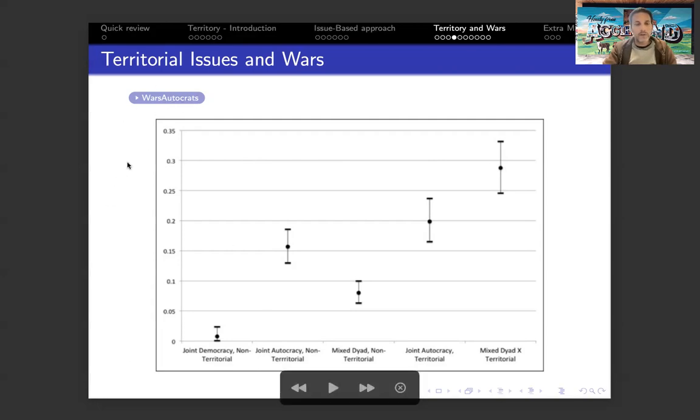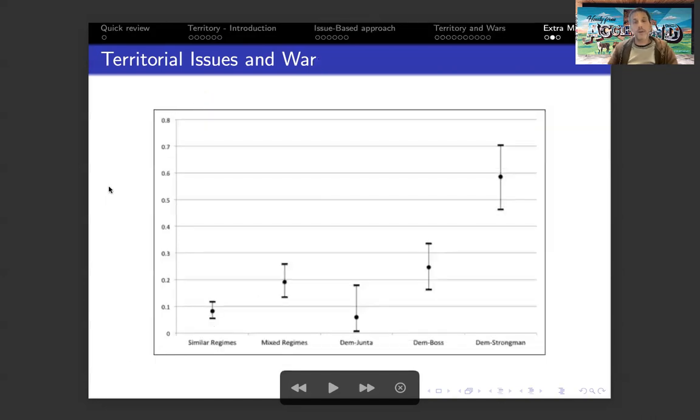Now, before we go into further breaking down this point, we can also look at the different types of autocratic regimes and when they face democracies in territorial disputes. We see here, especially comparing those three, the strongman, which is the personalist type dictator, facing a democracy over territorial issues, the probability of war is substantially higher than this boss type or the junta type, which are the other, the party type or the military council. So that provides additional support for their argument beforehand.